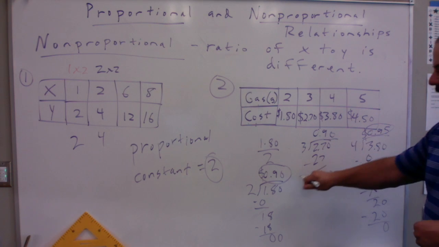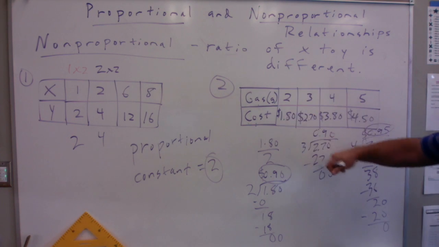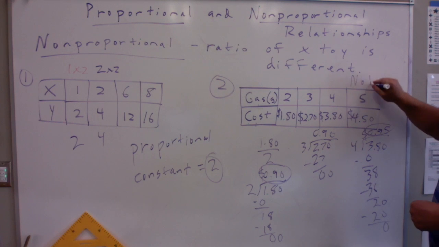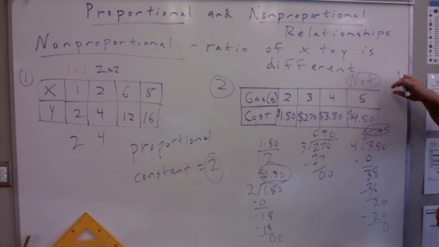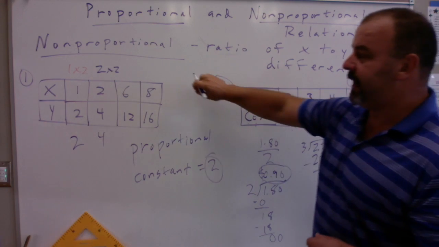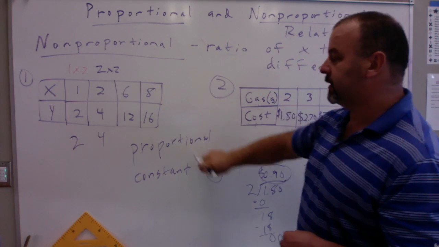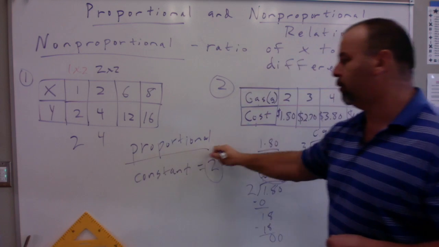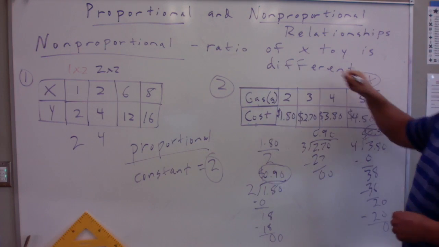This was 90, this was 90. So this is not proportional. So notice the difference between these two. This one did not have the same amount for each one. This one did have the same amount for each one. And so therefore, there's the difference between a proportional and a non-proportional relationship.